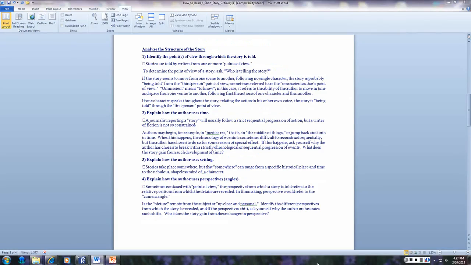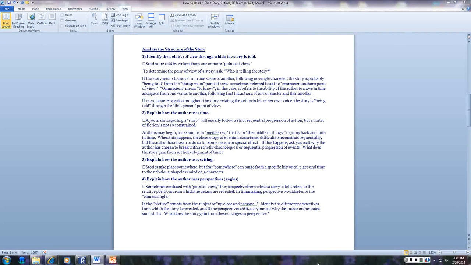Next, we want to look at the structure of the story, the point of view. Who is telling the story? Is there one character who speaks throughout the story and tells the story from his or her own viewpoint? That's a first-person point of view. If we have a first-person point of view, that means we can only know what that character knows, legitimately. And we can also ask whether or not the first person narrator is reliable.